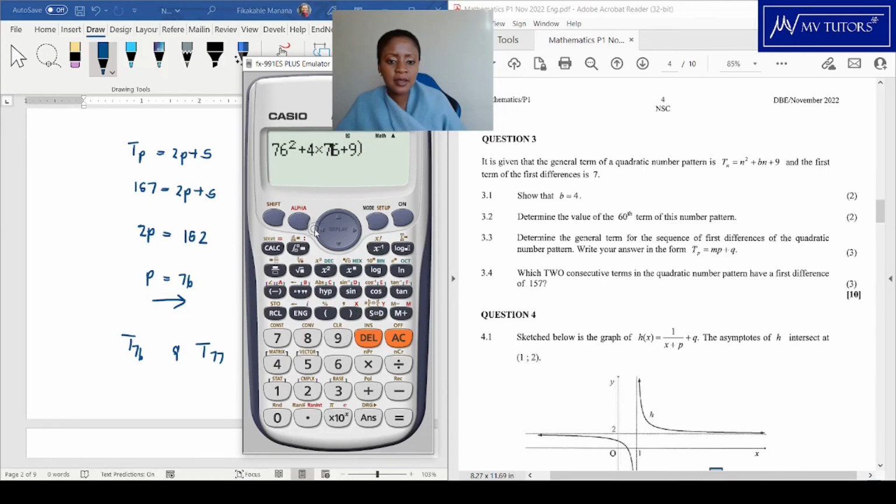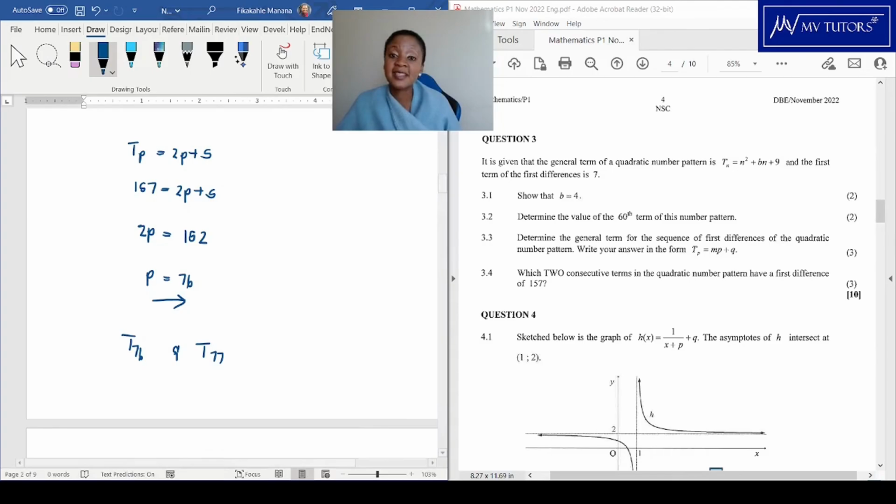Okay, so this is 76. Now let's do 77. So 77 squared plus 4 times 77 plus 9 minus that. And there we go. The first difference is 157. Okay, so the terms are 76 and 77. And that's it for question number 3. See you guys next time.